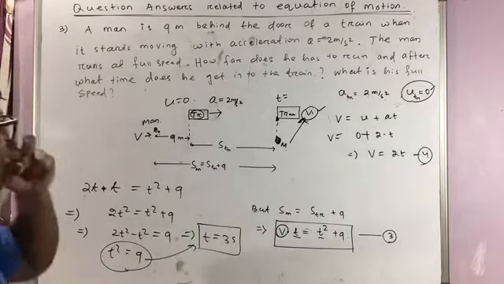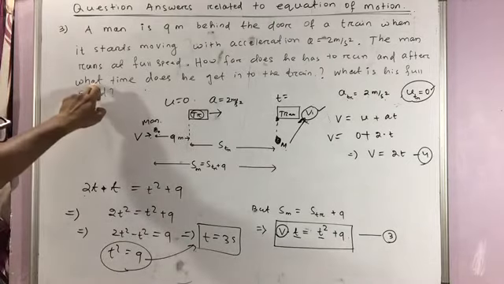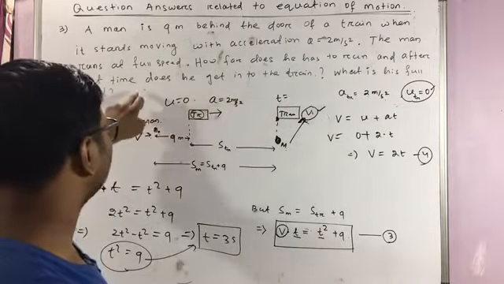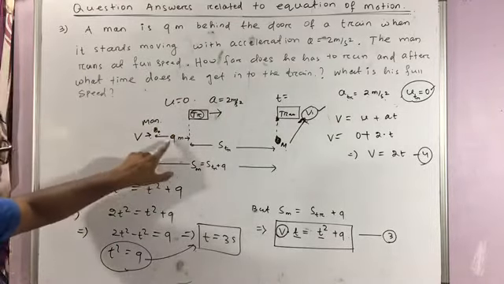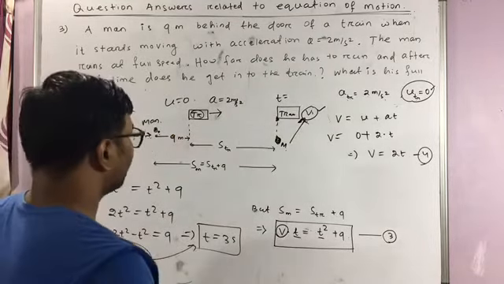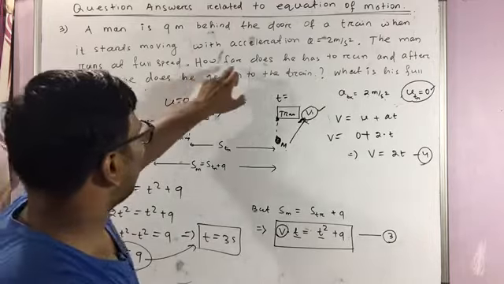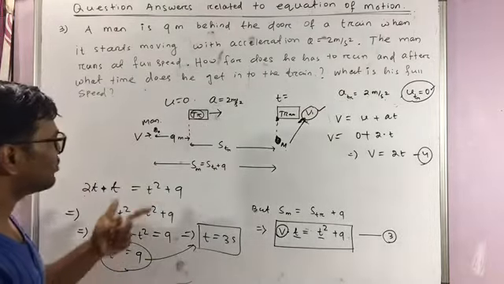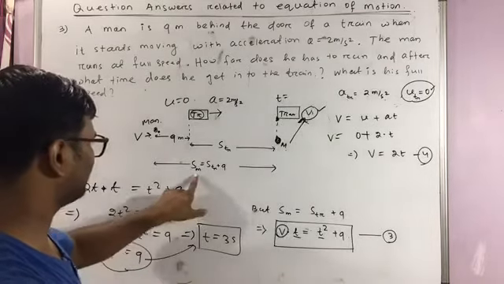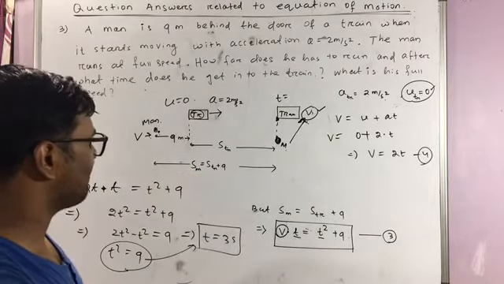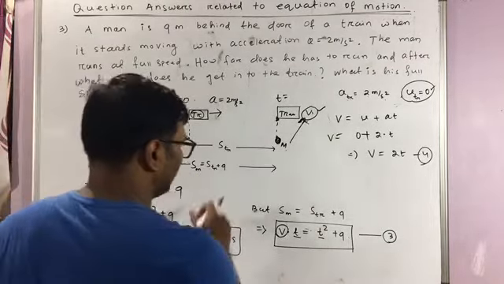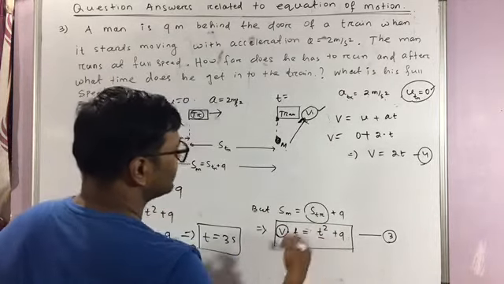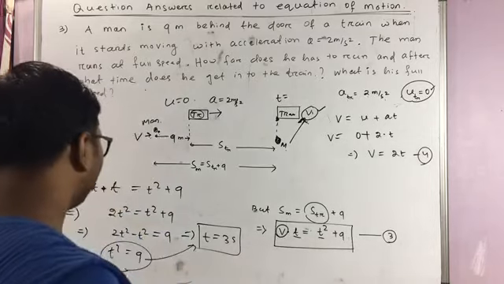So now we got the answer. What time does he get into the train? After 3 seconds the man will enter the train. How far does he have to run and after what time? How far means what is the distance covered by the man? So that we can find out Sm. Sm is equal to how much? Str plus 9. So we can calculate Str.